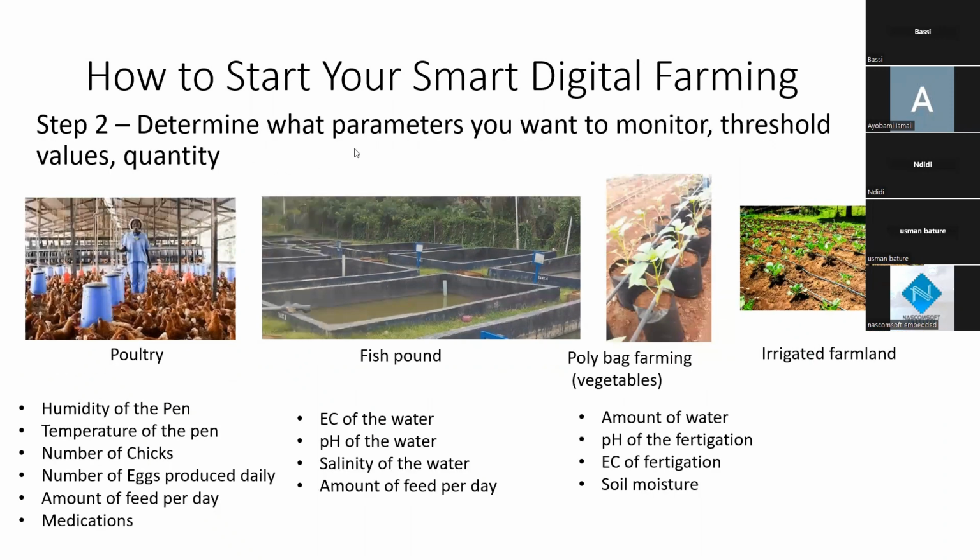Second, you need to determine what parameters you want to monitor. So again, let's say for poultry, it may be humidity of the pen, temperature of the pen. So you determine what are the things that affect the growth of the chicks or the birds.